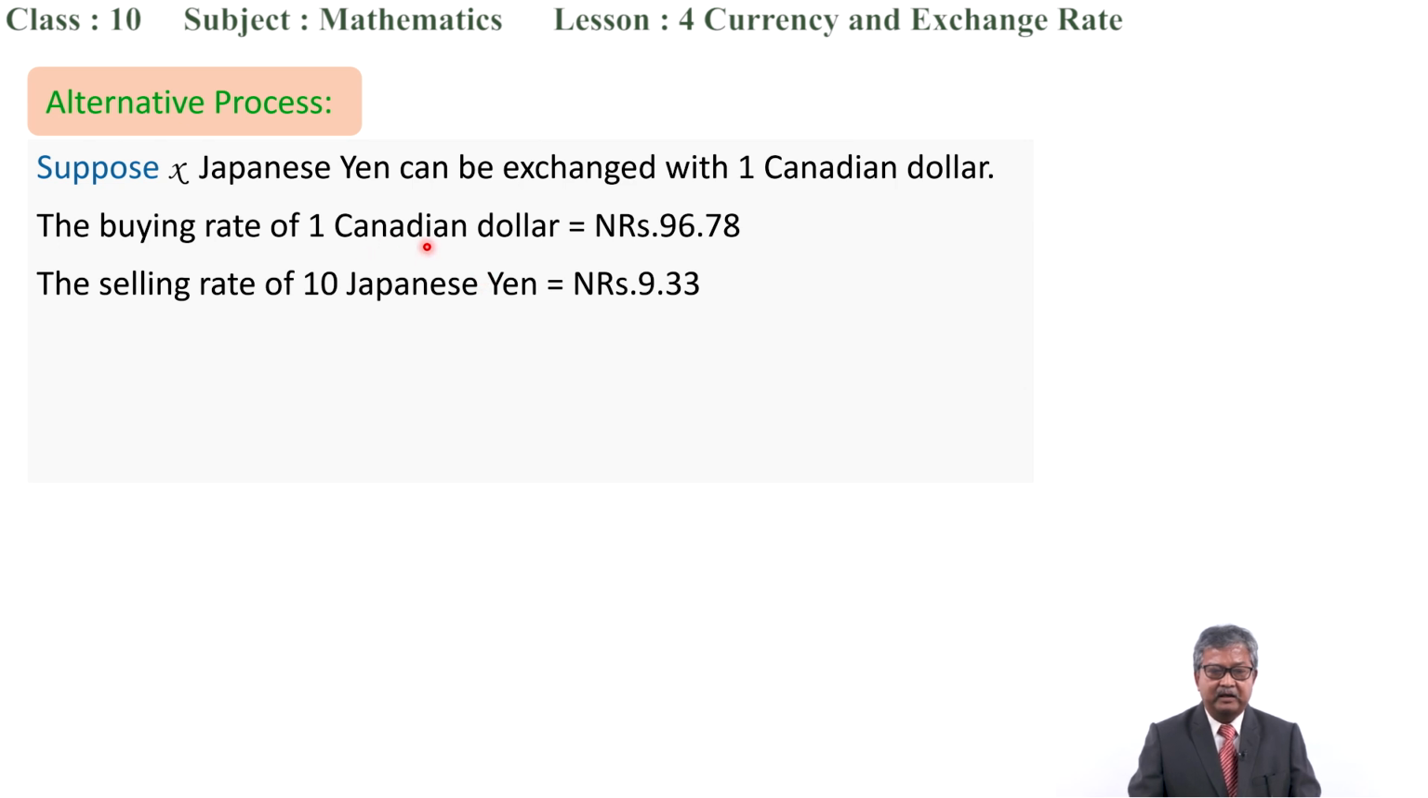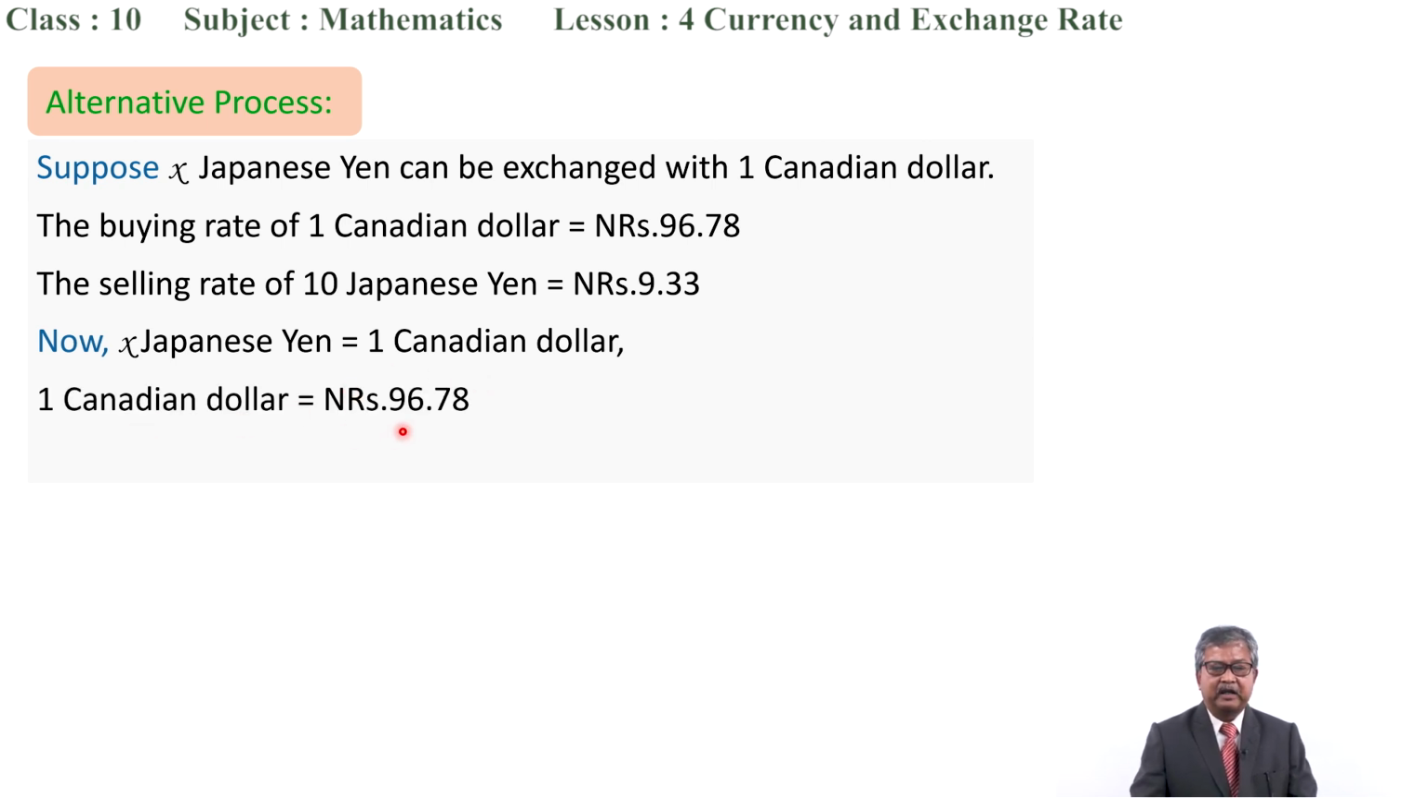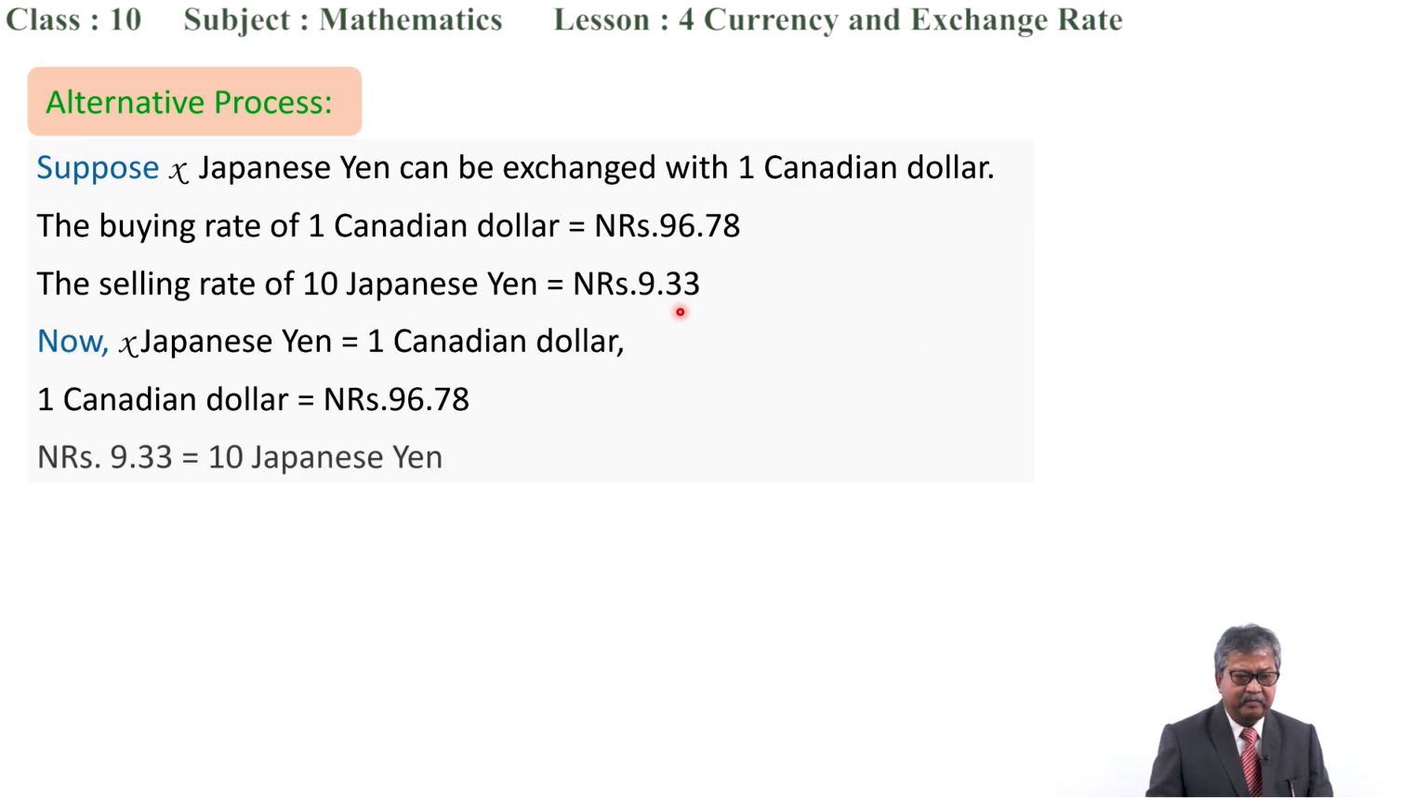But now here 1 Canadian dollar is equal to Nepalese rupees 96.78, and the selling rate of 10 Japanese yen is equal to Nepalese rupees 9.33. Now these things we have to write this way. Look, X Japanese yen we have to exchange with 1 Canadian dollar. Suppose we say X Japanese yen is equal to 1 Canadian dollar. And 1 Canadian dollar is equal to how many rupees? 1 Canadian dollar is equal to 96.78. And how many Nepali rupees is equal to 10 Japanese yen? 9.33. So you can say that Nepalese rupees 9.33 is equal to 10 Japanese yen.